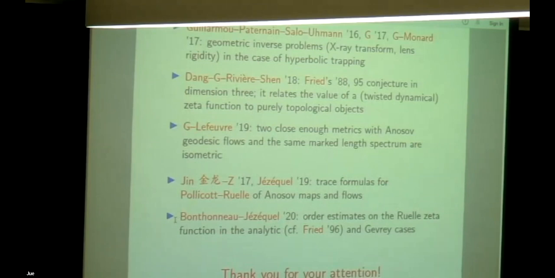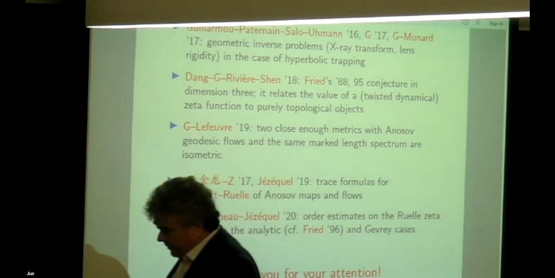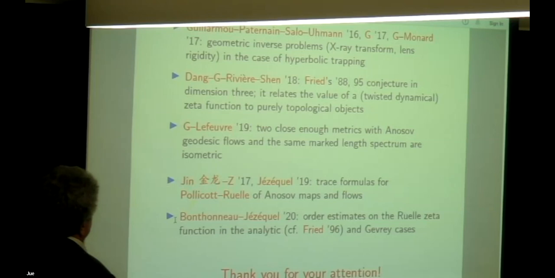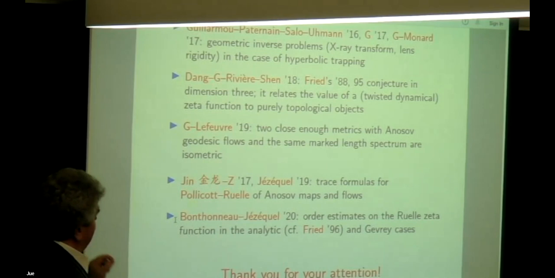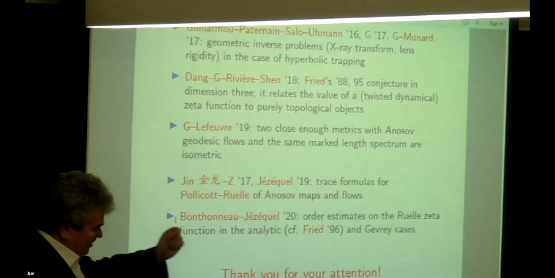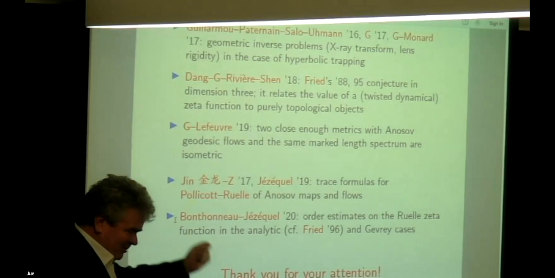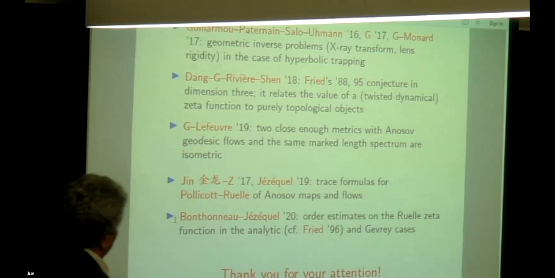There are many other recent applications. Maybe the most extremely striking is the result of Guillarmou–Knieper–Lefeuvre, which is the following. Suppose you have two Riemannian metrics with negative curvature, and suppose they have the same marked length spectrum. The length spectrum is just the set of lengths of closed orbits. For the marked length spectrum, you also mark each length by its homotopy class, because closed geodesics on a negatively curved manifold correspond to homotopy classes, unmarked.